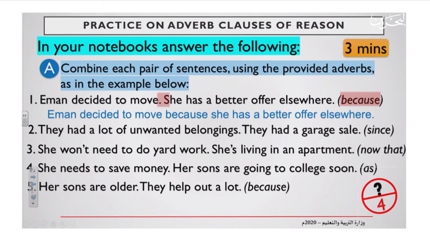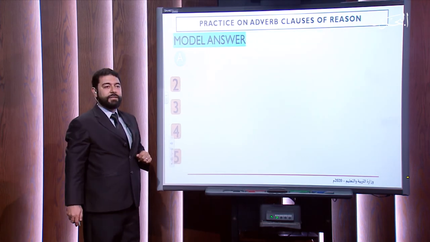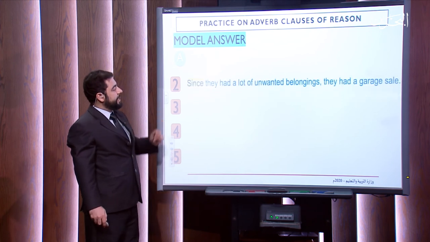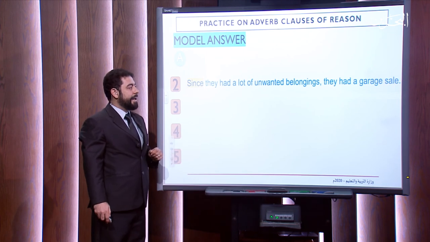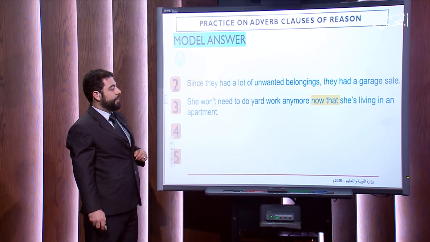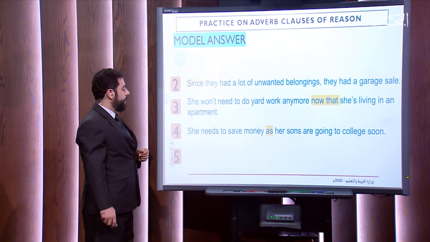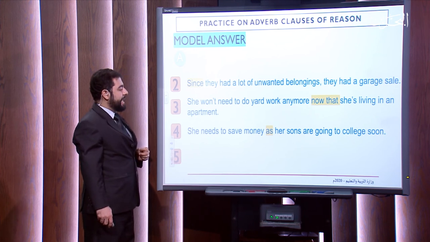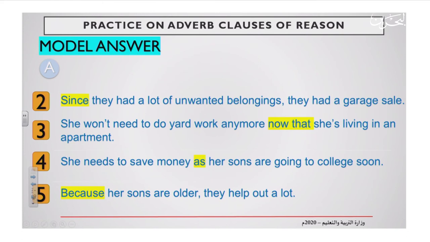Okay, now let's check the answers. Model answer for question A. Number 2. Since they had a lot of unwanted belongings, comma, they had a garage sale. 3. She won't need to do yard work anymore now that she's living in an apartment. 4. She needs to save money as her sons are going to college soon. 5. Because her sons are older, comma, they help out a lot.